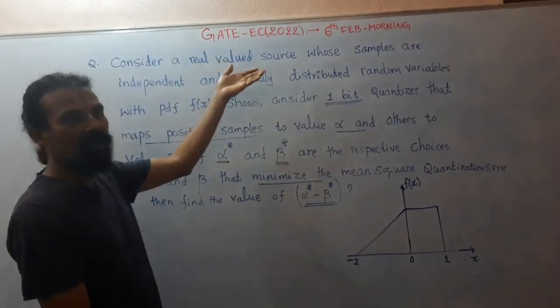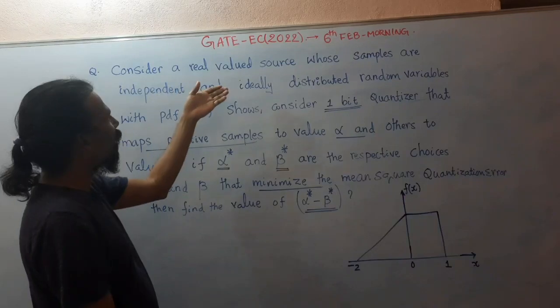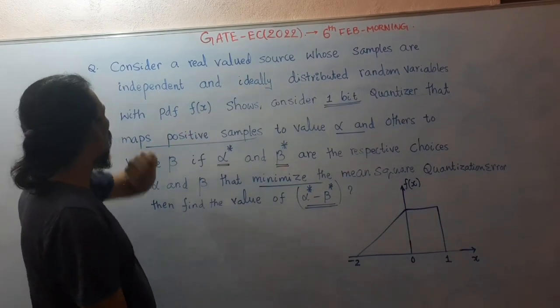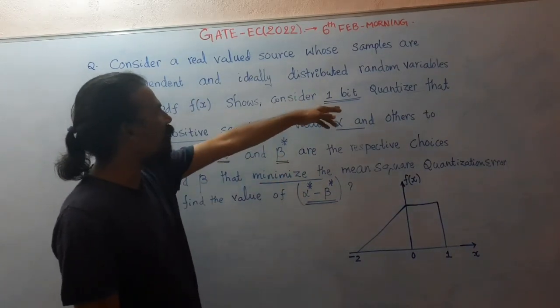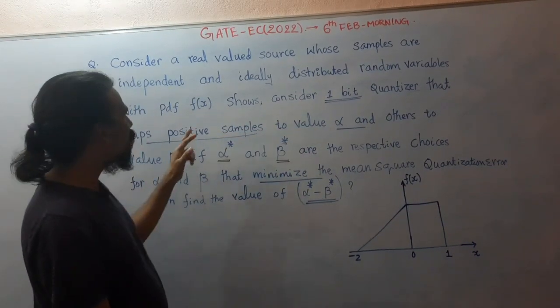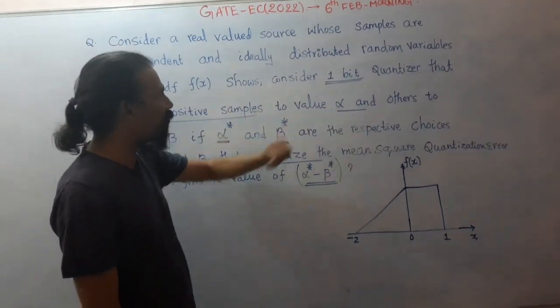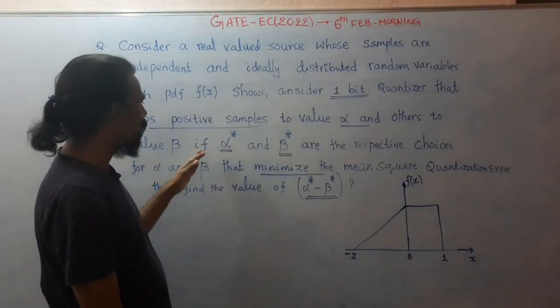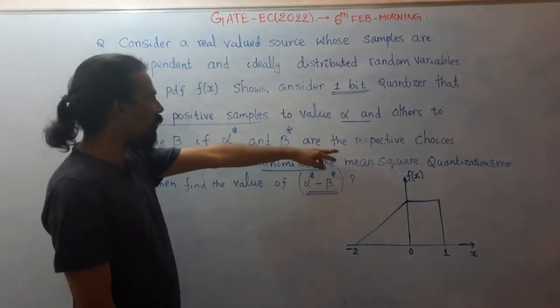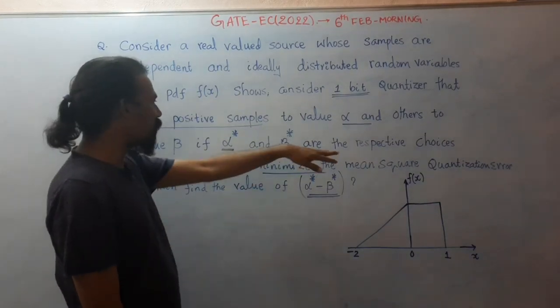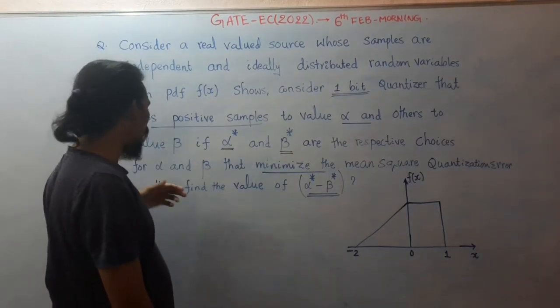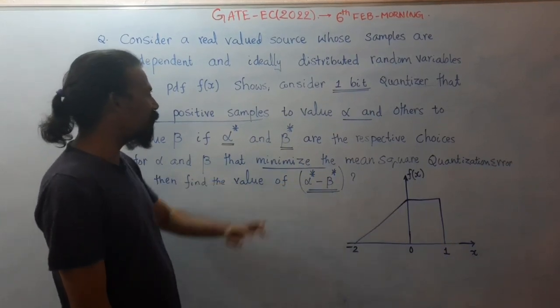Consider a real-valued source whose samples are independent and identically distributed random variables with the PDF f of x shown in the figure, and consider the 1-bit quantizer that maps positive samples to the value alpha and others to the value beta. Alpha star and beta star are the respective choices for alpha and beta that minimize the mean square quantization error. Then find the value of alpha star minus beta star.